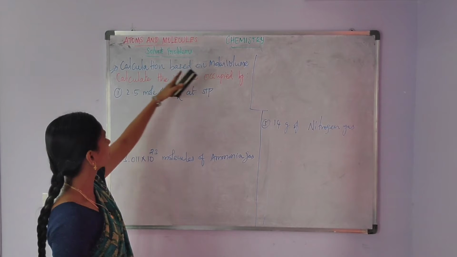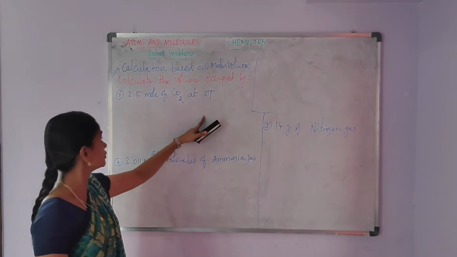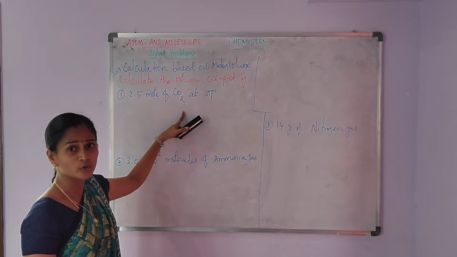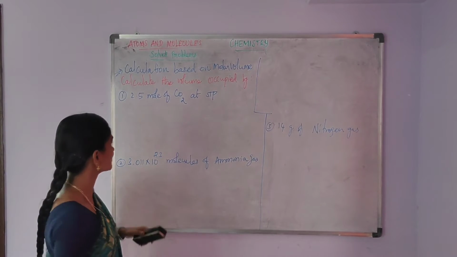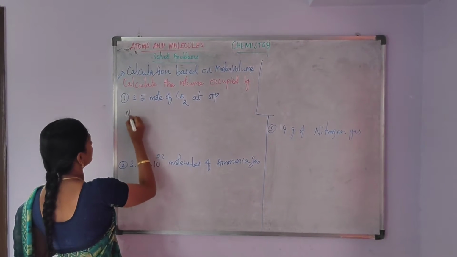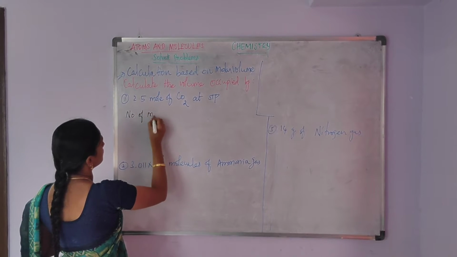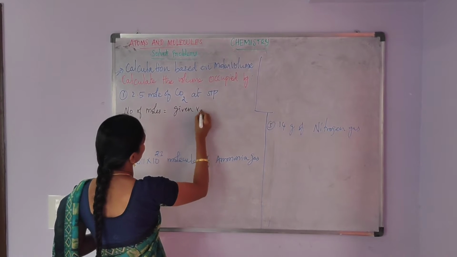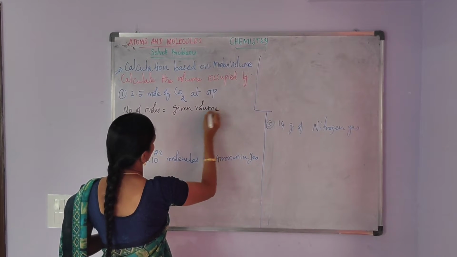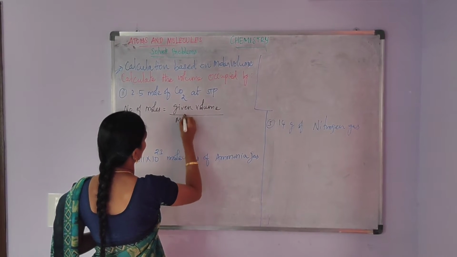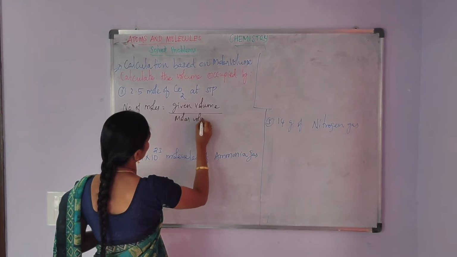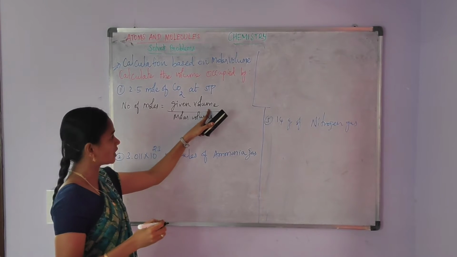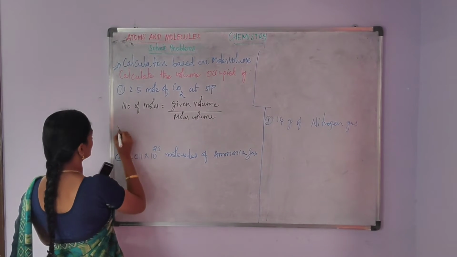Calculation based on molar volume. Calculate the volume occupied by 2.5 mole of carbon dioxide at STP. We know the formula: number of moles is equal to given volume divided by molar volume. We want to find the given volume, that is volume.